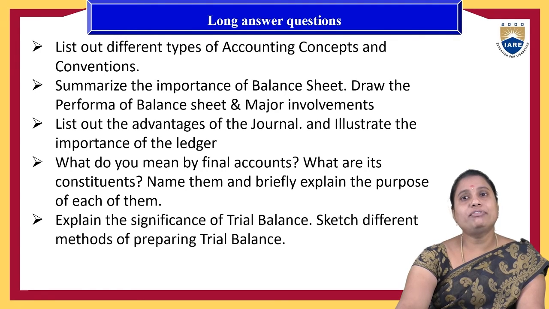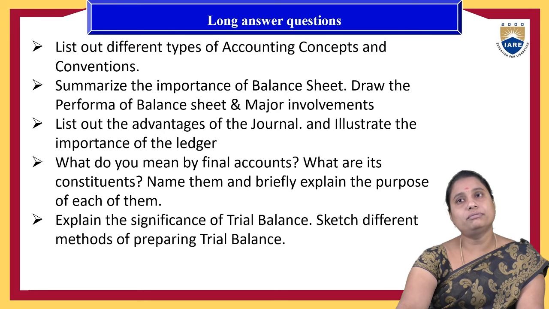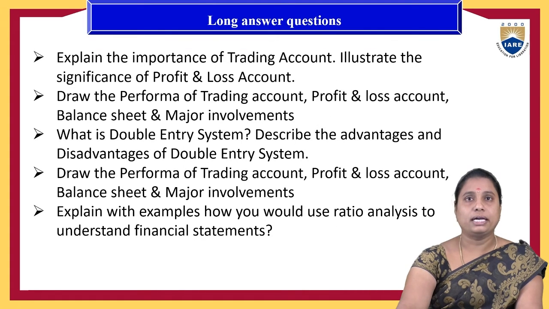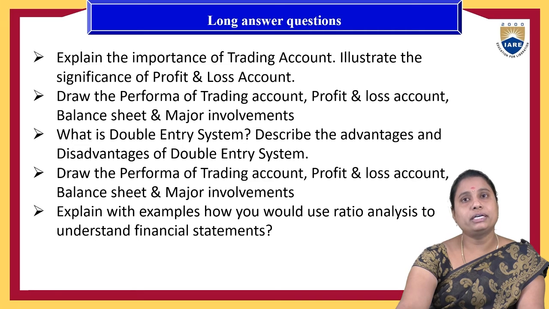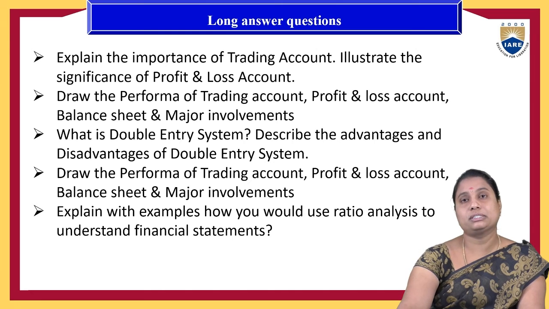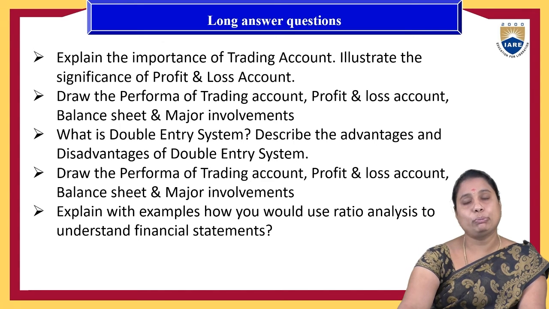And explain the significance of trial balance and sketch the differences of the methods of preparing the trial balances. So we need to provide the detailed information about the trial balances and explain the importance of the trading account, illustrate the significance of the profit and loss account. Here we need to compare the trading account and profit and loss account, that is, direct expenses consideration is called the trading account, indirect expenses consideration is called the profit and loss account, the pro formas of the trading and profit and loss accounts, differences between them, everything we need to provide here.